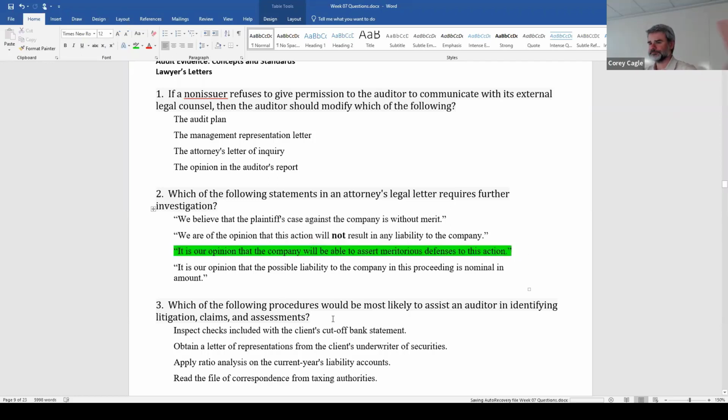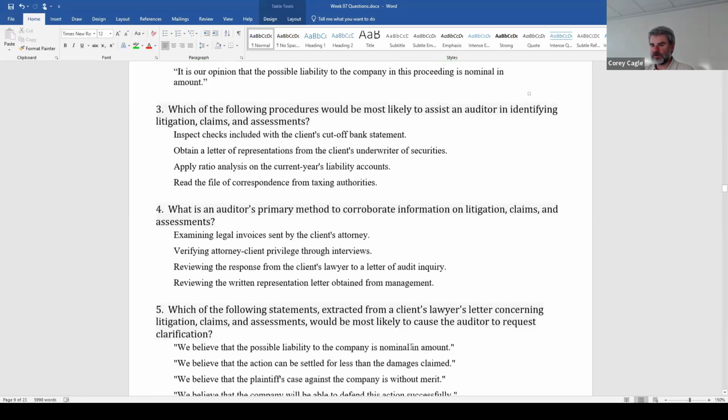D says, it is our opinion that the possible liability to the company in this proceeding is nominal in amount. That's pretty clear, right? It's not a material amount. So the statement by the lawyer in C is too vague to be of use to us. So 5 was kind of similar.